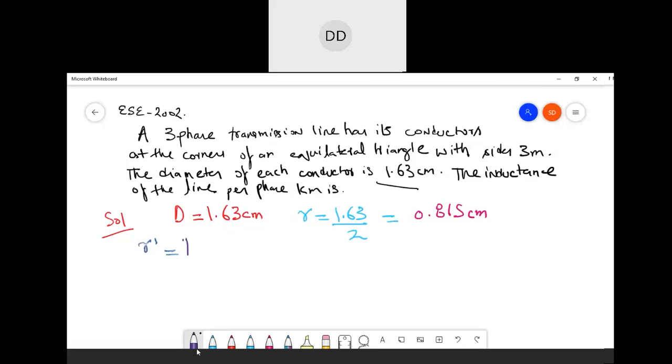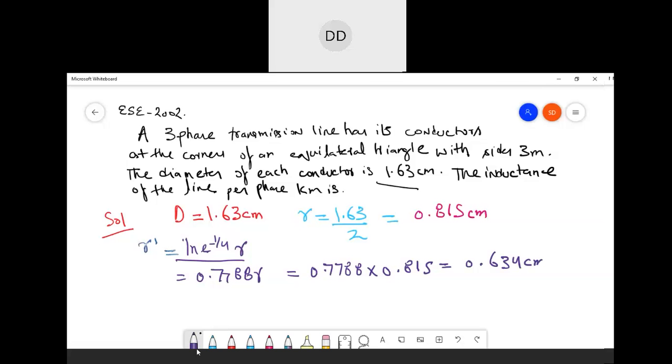r dash is e power minus 1 by 4 into r. This e power minus 1 by 4 we calculated in the previous section as 0.7788, so r dash is 0.7788 r. The value of r is 0.815. Calculating it, the total value happens to be 0.634 centimeter. Now you have the value of r dash.